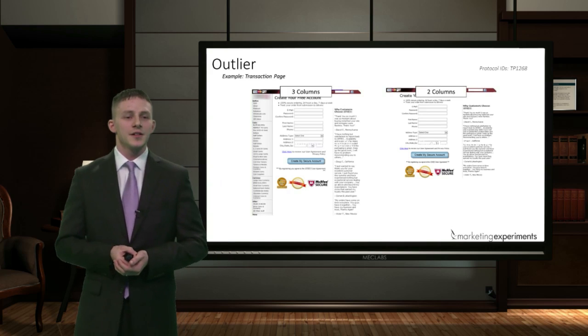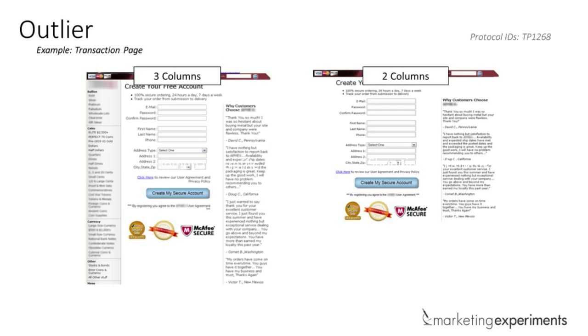So here was an outlier. This is a transaction page. We had 3 columns versus 2, and you could see how the third column is being used in terms of content. Anybody want to take a guess which one won? Probably no surprise. Anybody want to take a guess?